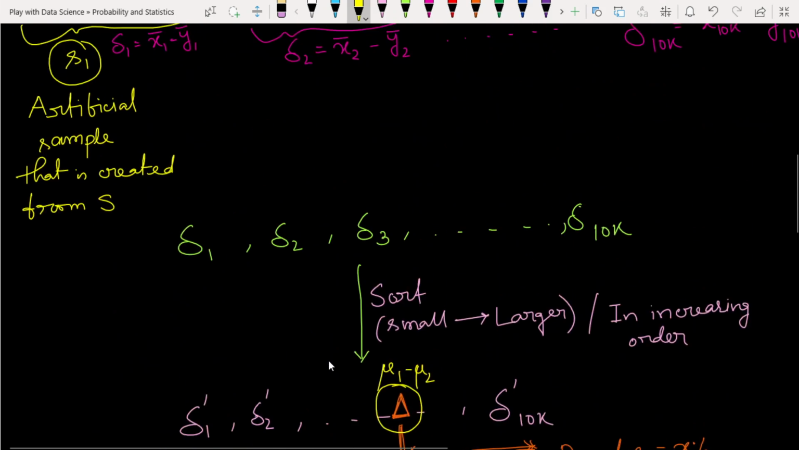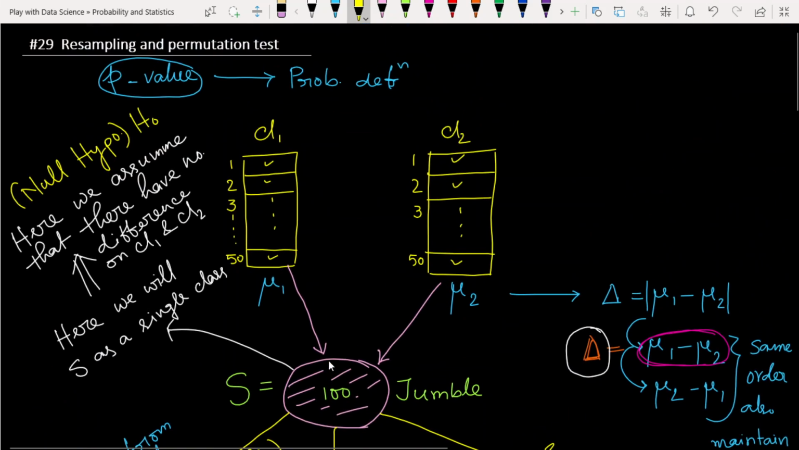The main thing is to clarify your concept: what the actual p-value is and how it is calculated. I think from the previous lecture you got some idea, and this lecture makes it clearer. If you have any problem, please revisit this video. Pause this video and try to visualize these things yourself.